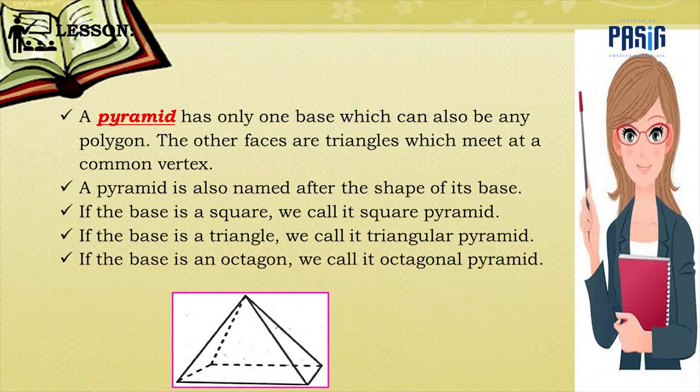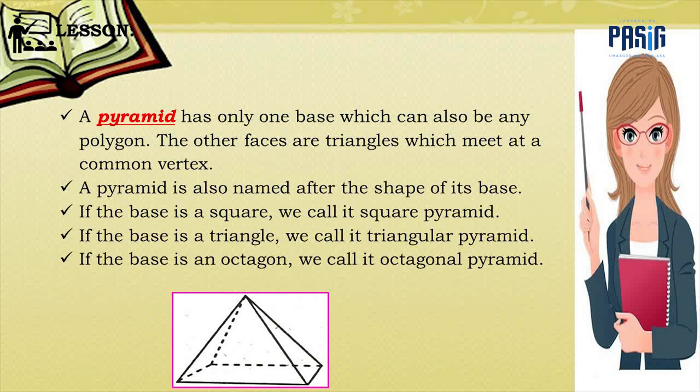A pyramid has only one base, which can also be any polygon. The other faces are triangles, which meet at a common vertex. A pyramid is also named after the shape of its base.